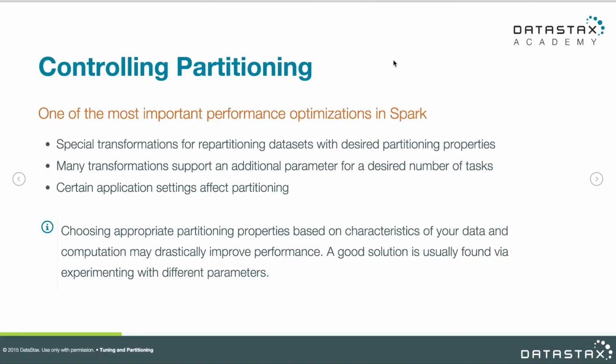In fact, it's probably the most important optimization step that we're going to learn. We're going to learn that there are actually special transformations for repartitioning data sets with the partitioning properties that we'd like to see given the structure of our application. We'll find hidden in the API, on most transformations, we have the ability to specify how many partitions we'd like the resulting RDD to have. And we'll see other application settings that affect the way partitioning works.